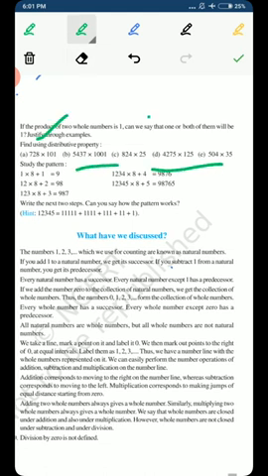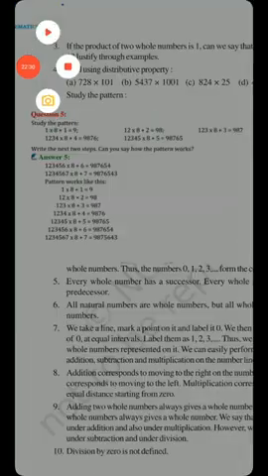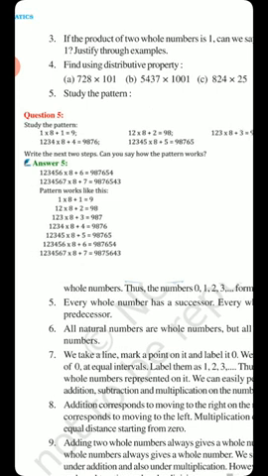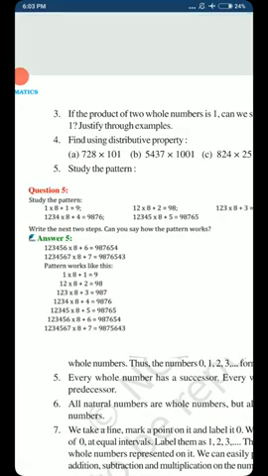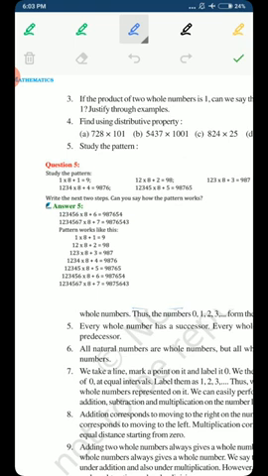And the next question is the pattern based question. To solve this question, we have to study the pattern and write the next 2 steps. Can you see how the pattern works? To understand this question, first we have to write the pattern. The first step of this pattern is this, the second step is this, this is the third step of the pattern, this is the fourth step, and this is the fifth step.